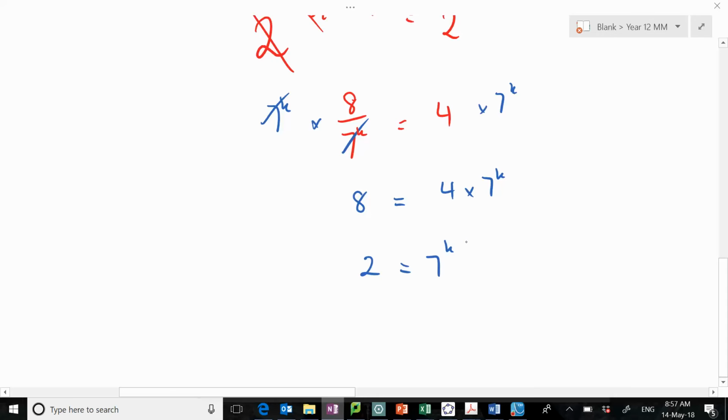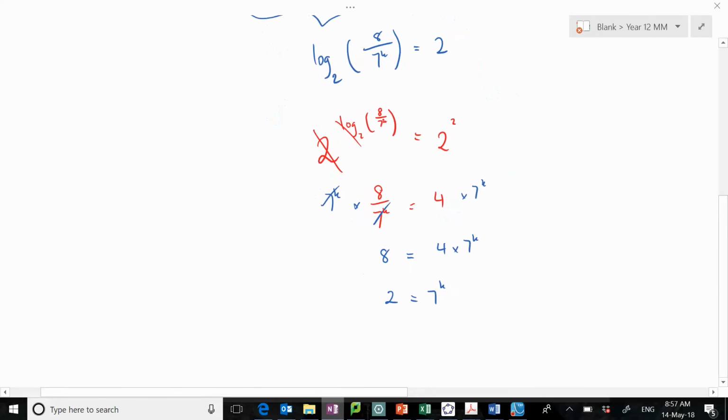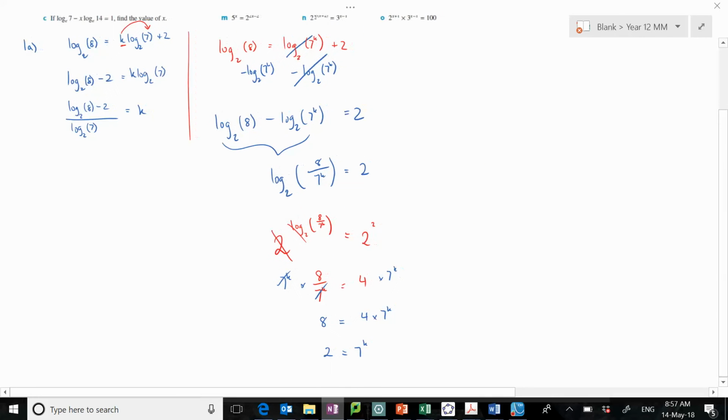And this is nicer. You see the problem, I've reduced it much more in comparison to the first approach. In that one I couldn't simplify the logs, but this is nice, because now I can remove the 7. How do I remove the 7? 7 to the power of k. I want to remove the 7. I want to find k. What do I do?